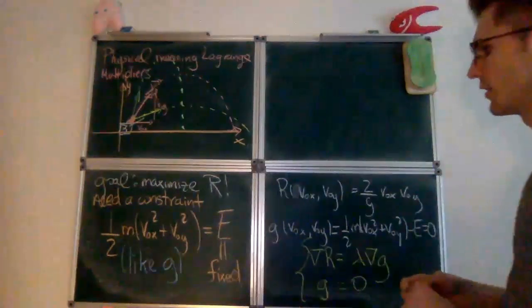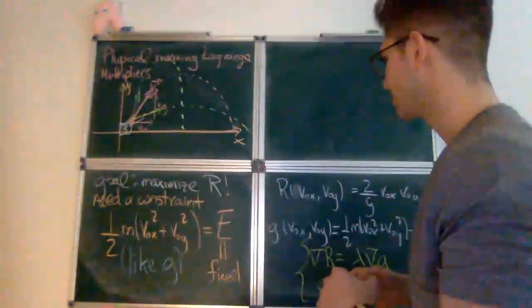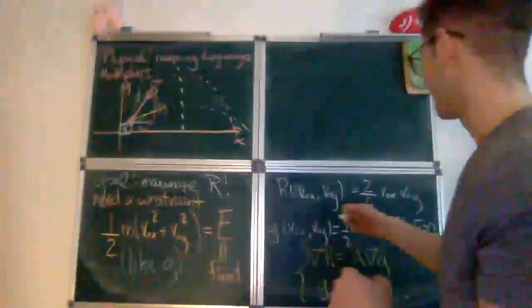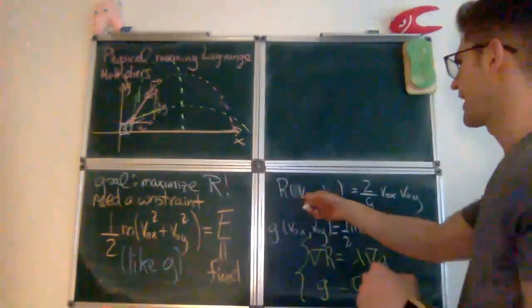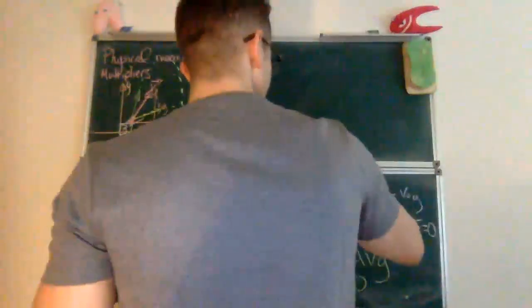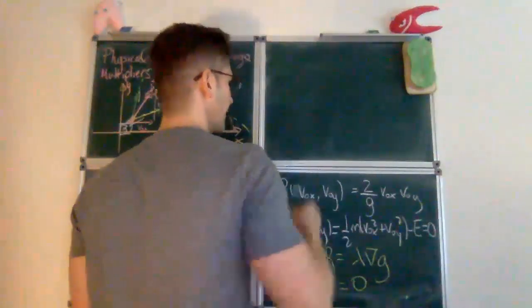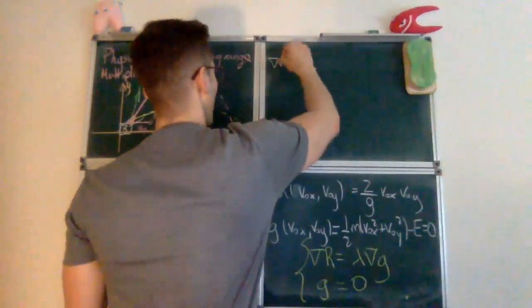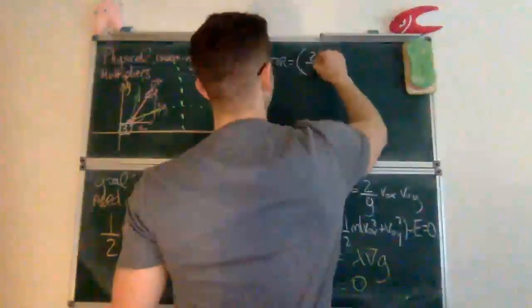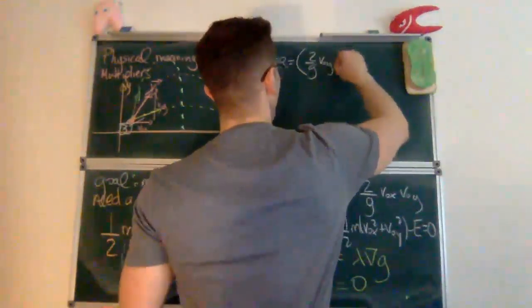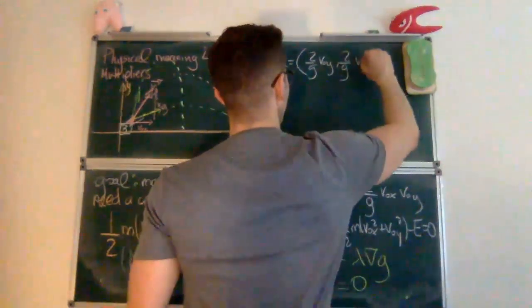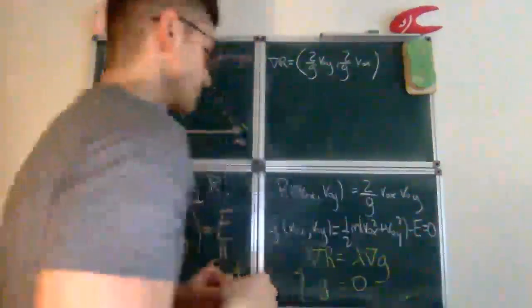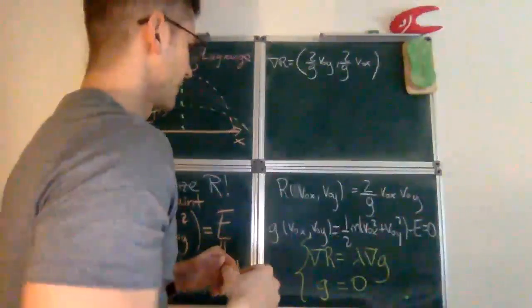Again, the gradient of the range is just the partial derivatives with respect to these variables, which are like x and y. Remember that g is like a constant, which is just the acceleration due to gravity. So the gradient of r is really 2 over g times v naught y, 2 over g times v naught x. And then the gradient of g.